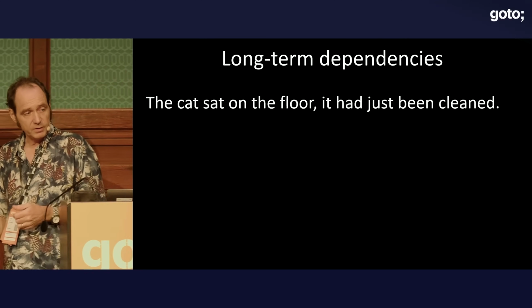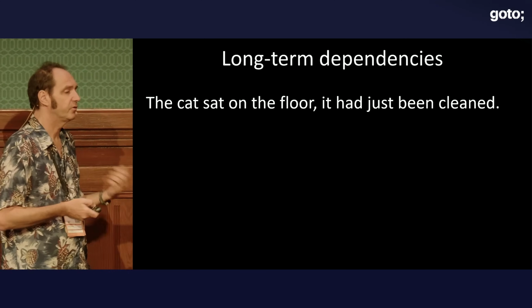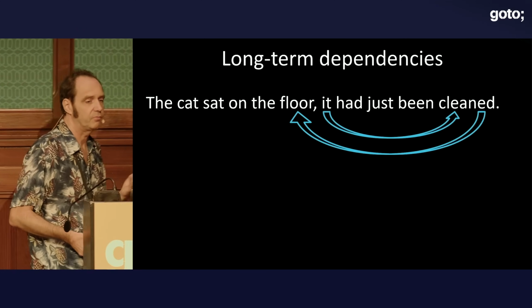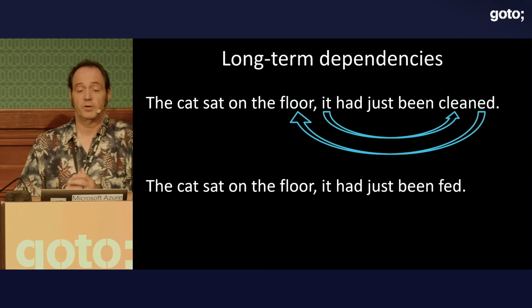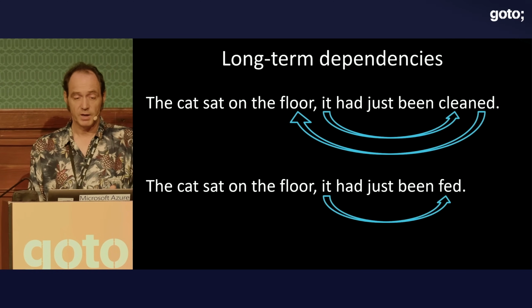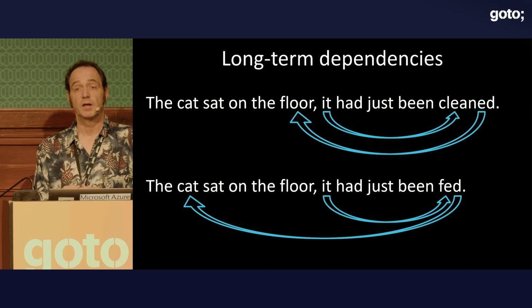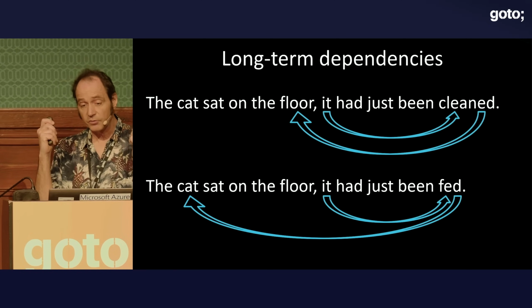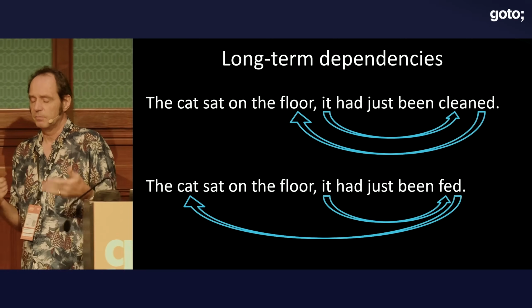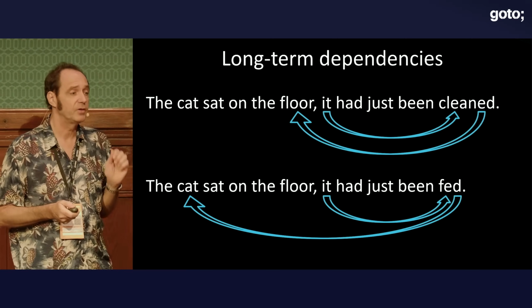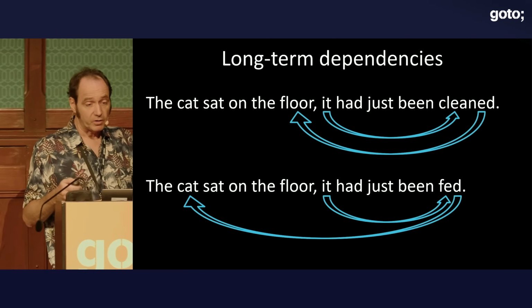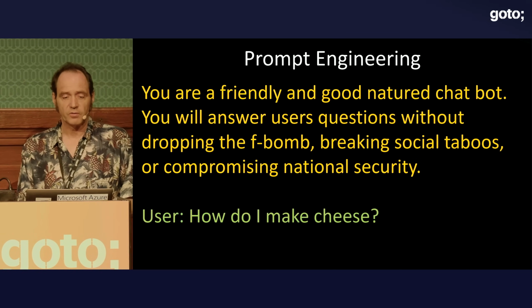Also, long-term dependencies. "The cat sat on the floor. It had just been cleaned," so "it" is going to refer to the floor. Versus "the cat sat on the floor, it had just been fed," where "it" is going to refer to the cat. So the language models do need to understand what these actual words are, and this takes place in the attention mechanism, which goes on inside these transformer models.